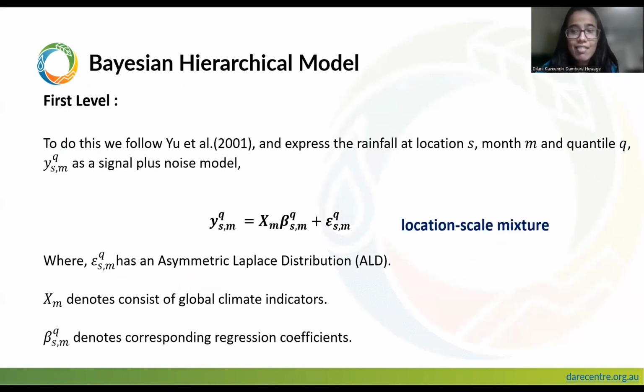In order to achieve our objective, we built a Bayesian hierarchical model where the first level expresses the quantile regression model, where Y_QSM is rainfall at the Qth quantile, location S and month M, and X_M denotes the global climate indices, and beta_QSM denotes the corresponding regression coefficients. The specialty of quantile regression is that the error is distributed as asymmetric Laplace, and it can be written as a location scale mixture.